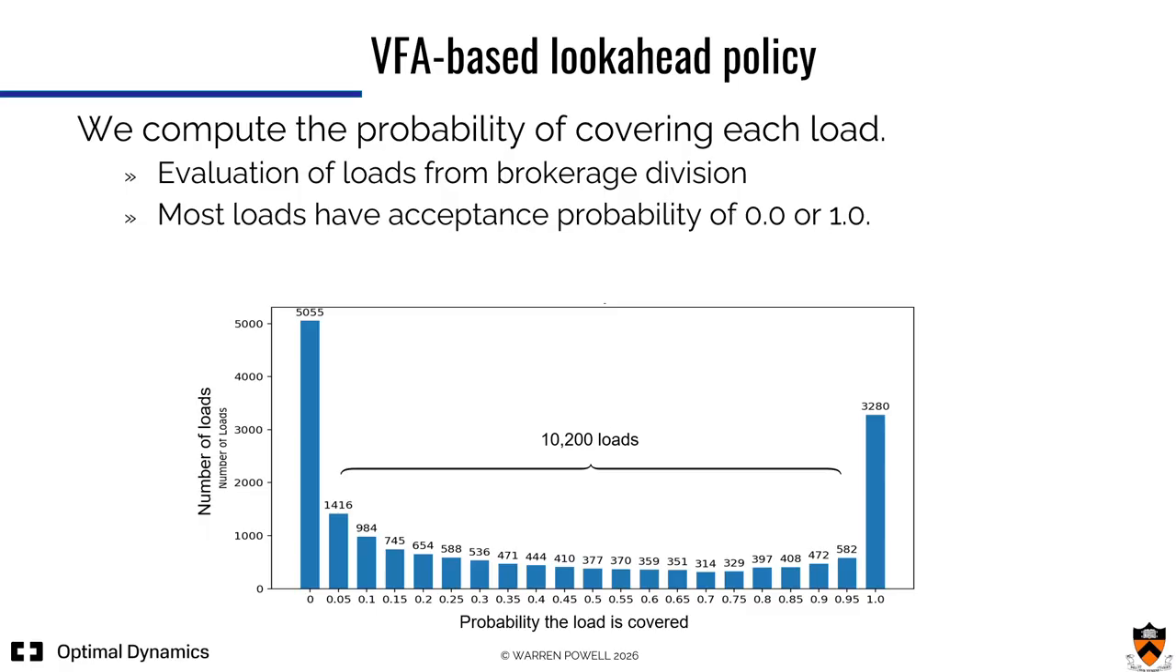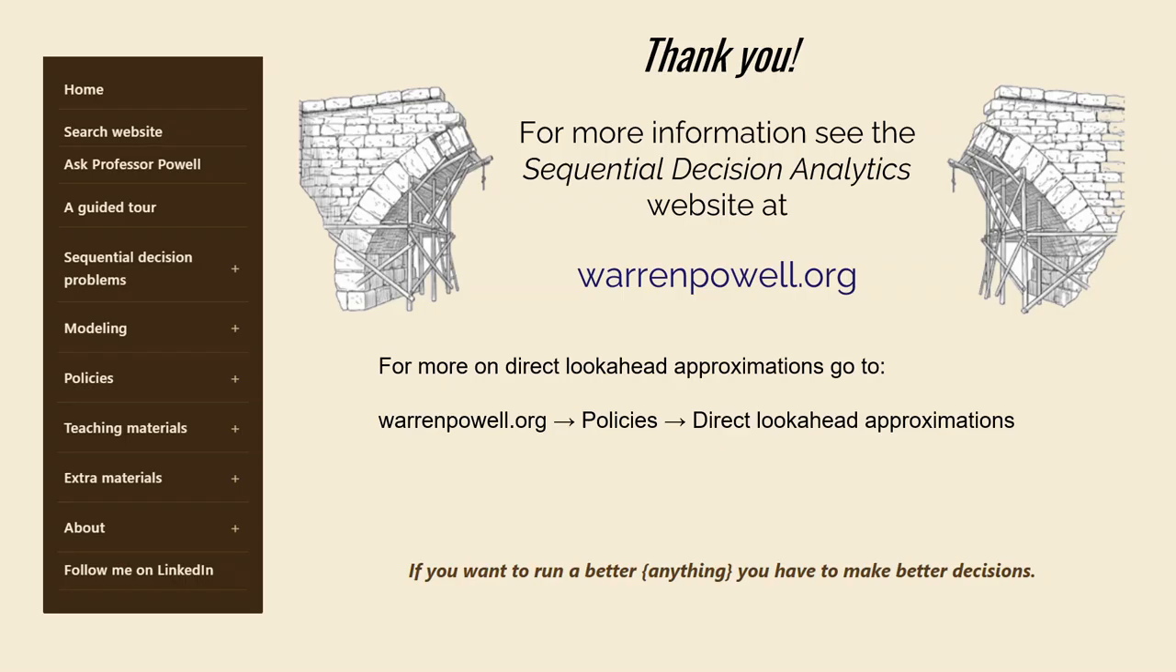Now, what I'm going to have to do is come up with some rule. I'm going to come up with a rule of like 0.8. If I can cover that load with a probability greater than 0.8, I'm going to say yes to the load. That rule of greater than 0.8, that's a PFA. So you can see that we're doing a mixture of PFAs, we've got VFAs within our DLAs, but in real-world problems, you've got to have the full toolbox.